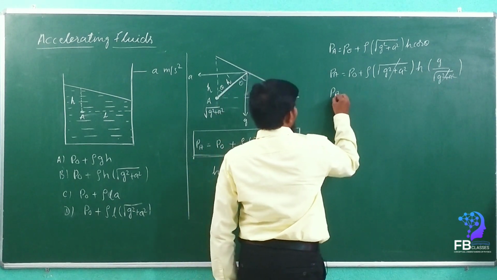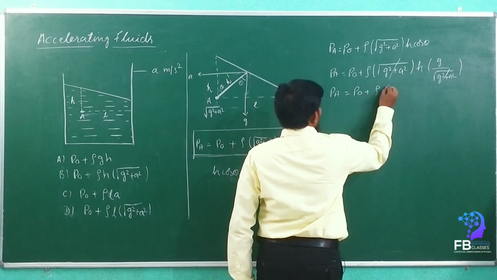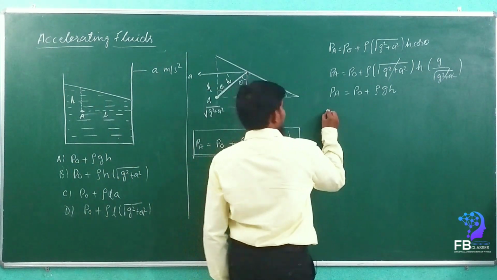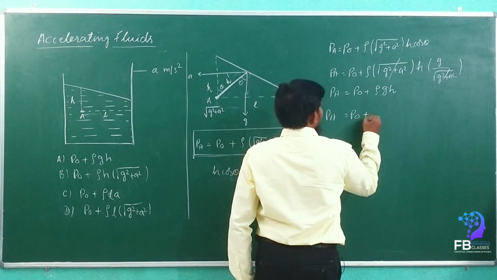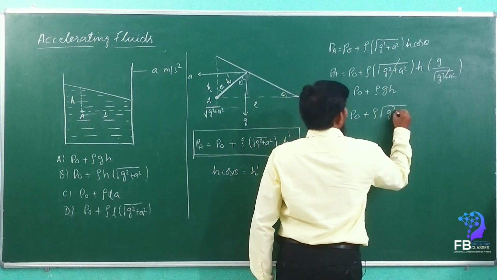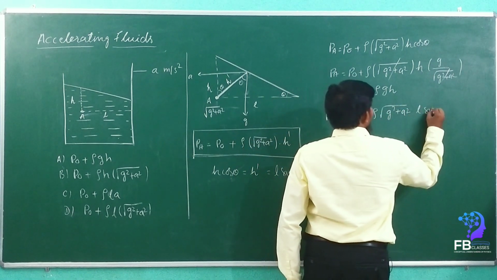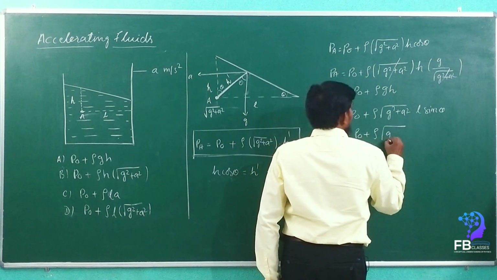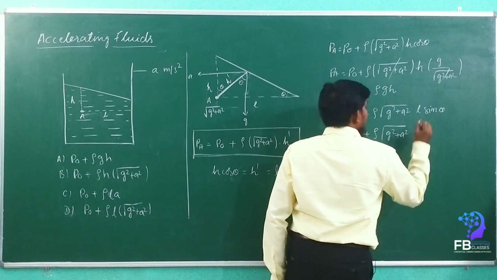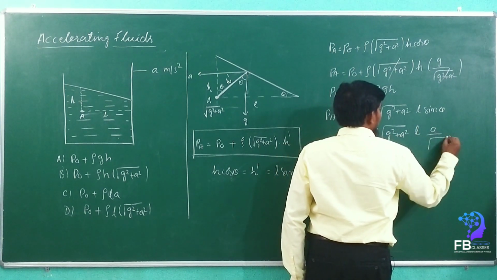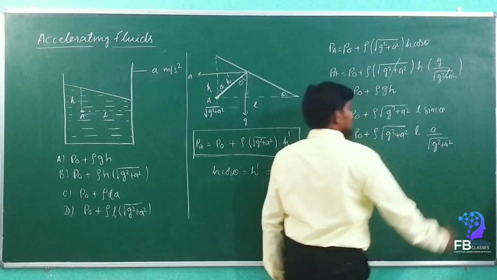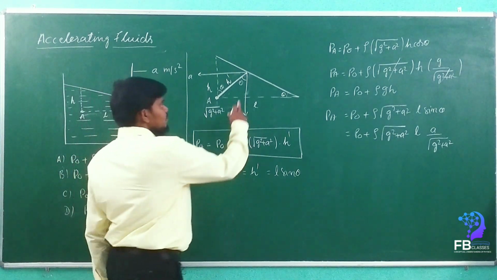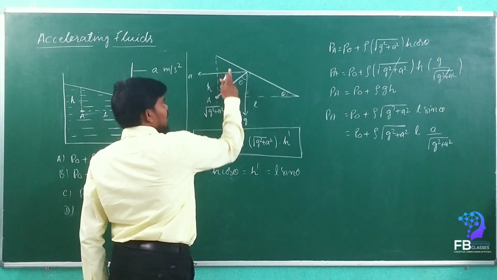So what is the answer? PA is equal to P naught plus rho g H. In terms of L, my dears, PA is equal to P naught plus rho root of g square plus a square into L sin theta. That is equal to P naught plus root of g square plus a square into L a by root of g square plus a square, because sin theta is equal to opposite upon hypotenuse.